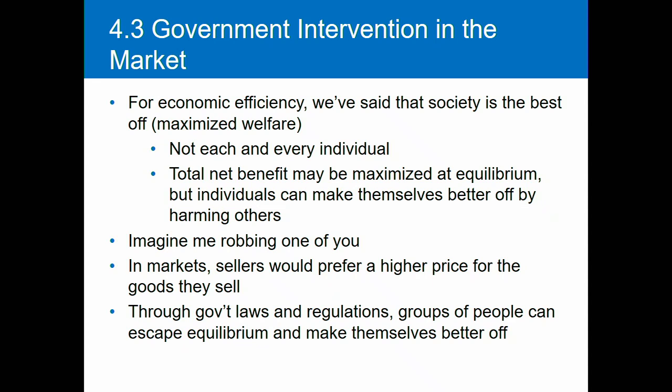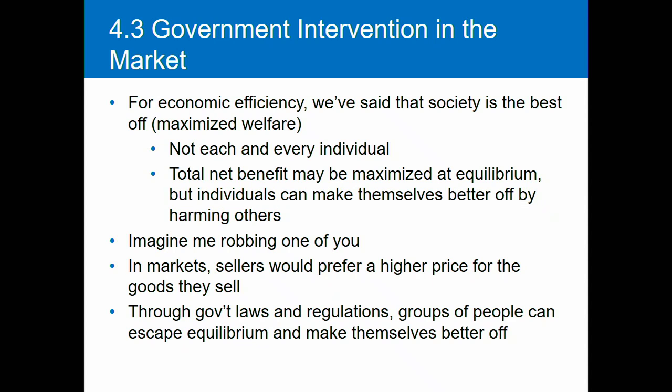So we see this in markets, that sellers would prefer a higher price for the goods they sell. They would always love to charge more. And consumers would always love to pay less and do things to try to pay less. Now, through different laws or regulations from the government, people can actually go and lobby the government. Groups of people can escape equilibrium, make themselves better off, but reduce economic efficiency.